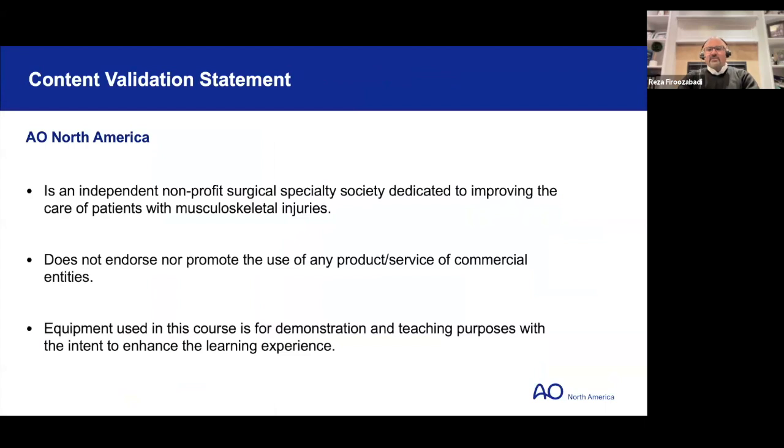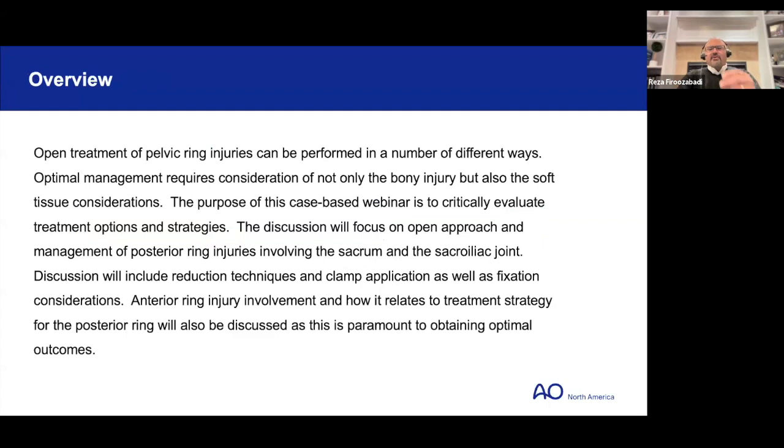Really, the overview and the purpose of this is that pelvic ring injuries can be treated in a number of different ways. There are simple fractures, there are complex fractures, and while there's no one right way, there are ways of thinking about them when you're trying to sort things out. Tonight we really want to focus on the posterior ring. However, we can't ignore the anterior ring injury.